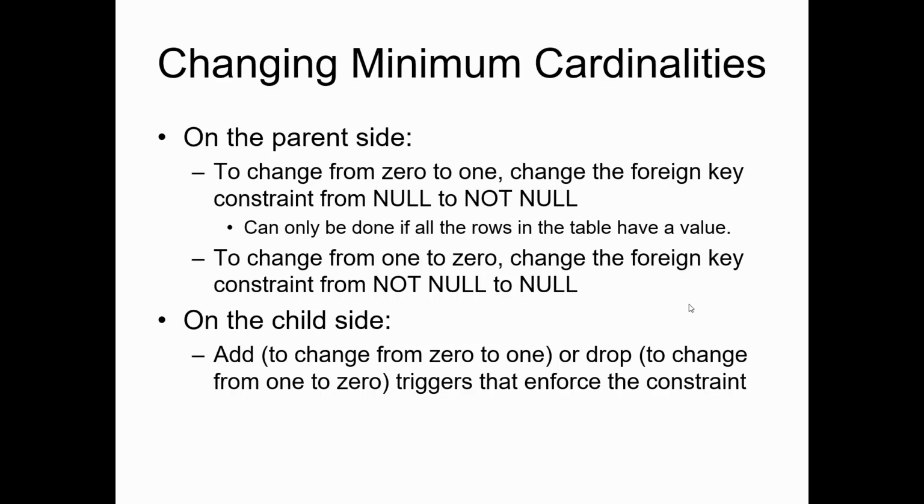To change from 1 to 0, change the foreign key constraint from not null to null on the child side. Add to change from 0 to 1, or drop to change from 1 to 0. We can add or drop triggers that enforce the constraint.